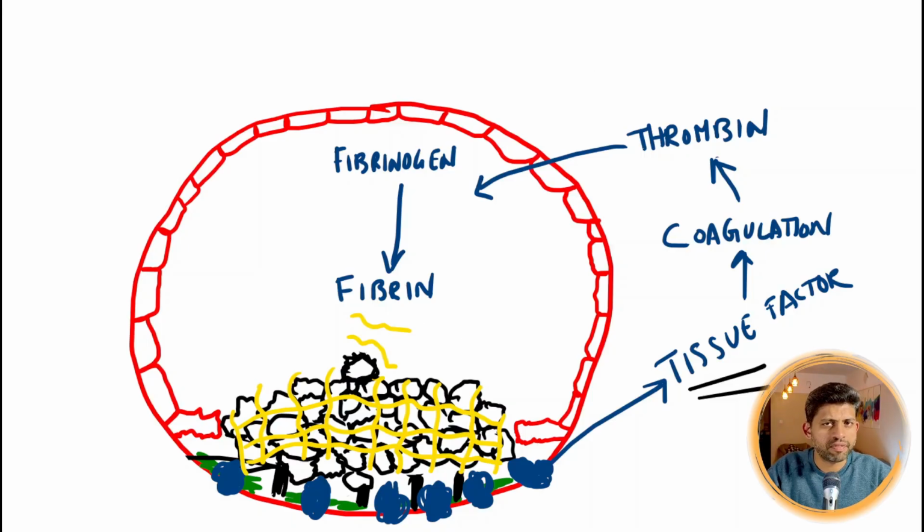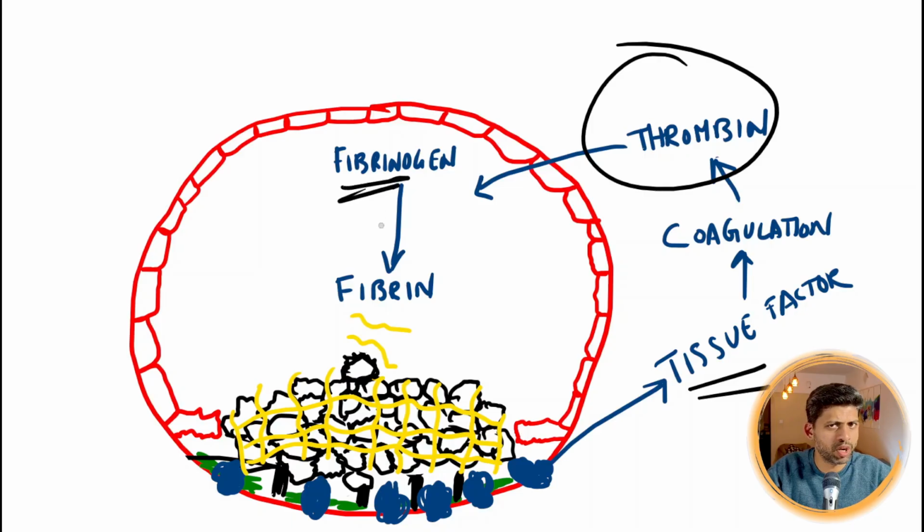Among the coagulation factors, thrombin is one of the most interesting ones. Of course, it converts fibrinogen to fibrin and helps in the formation of a stable clot. Thrombin also activates many other coagulation factors like factor 13. It's also involved in the activation of platelets and later aggregation of platelets.